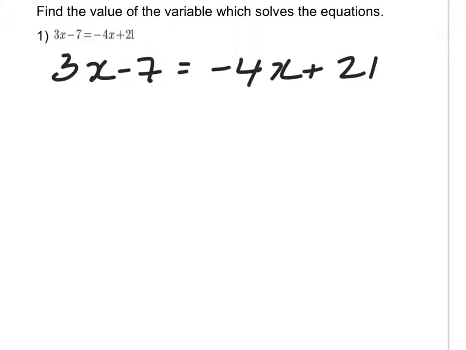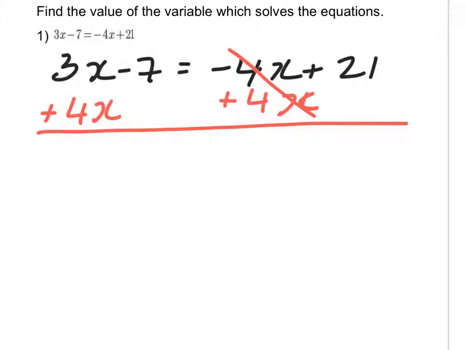The first thing I would look at here is that I have an x term on the left, and I have an x term on the right of the equal to, and I want them to be together. So this minus 4x, I'm going to cancel that out by doing plus 4x. Minus 4x plus 4x is 0. And I'm going to do the plus 4x over on this side now as well. So what am I going to get? On the left hand side, I'm going to get 3x plus 4x is 7x minus 7 equals 21.